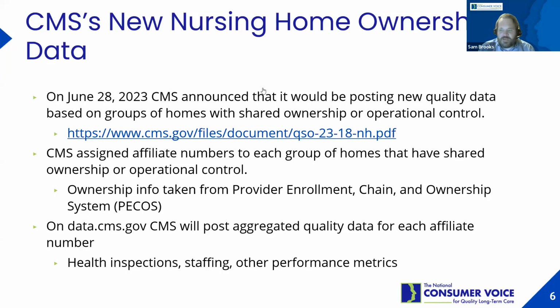So there are some drawbacks, and we'll talk about that in a second. But in addition to the affiliate number, they've aggregated quality data for these affiliate numbers, and that means they've averaged the care quality in a variety of different measures, including health inspection ratings, staffing, and other performance metrics. So now you're able to go look at an affiliate number and see, on average, the quality of care that the common owner or operator provides, which is very significant, and I'll show you why. Next slide, please.